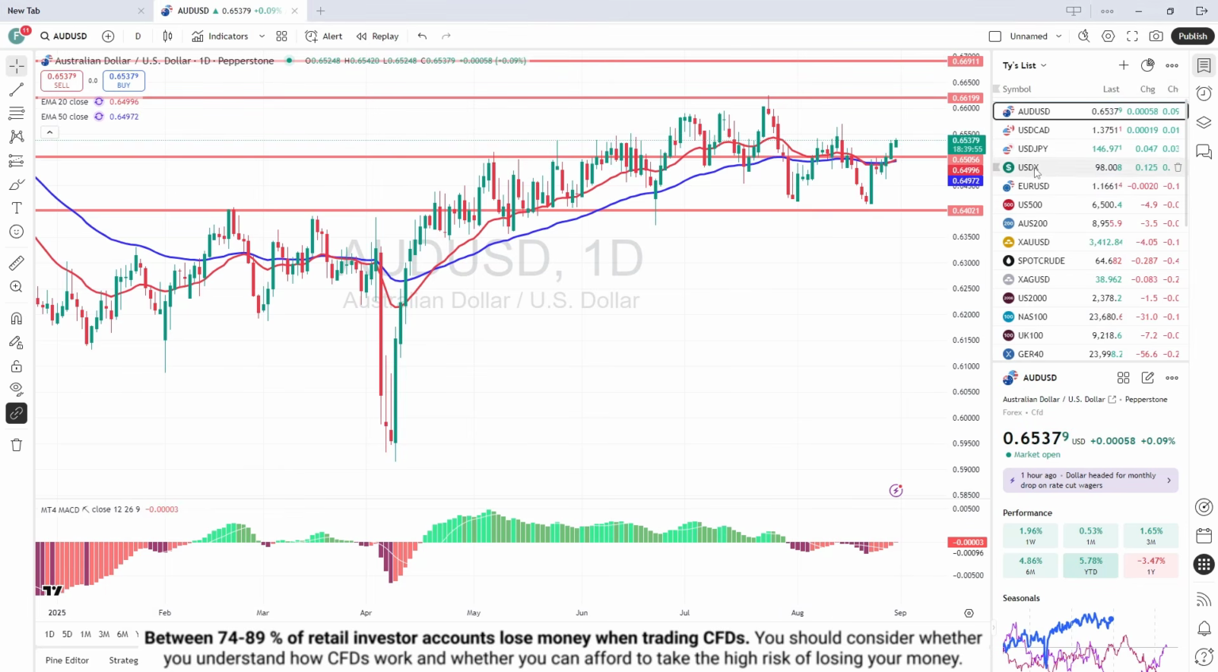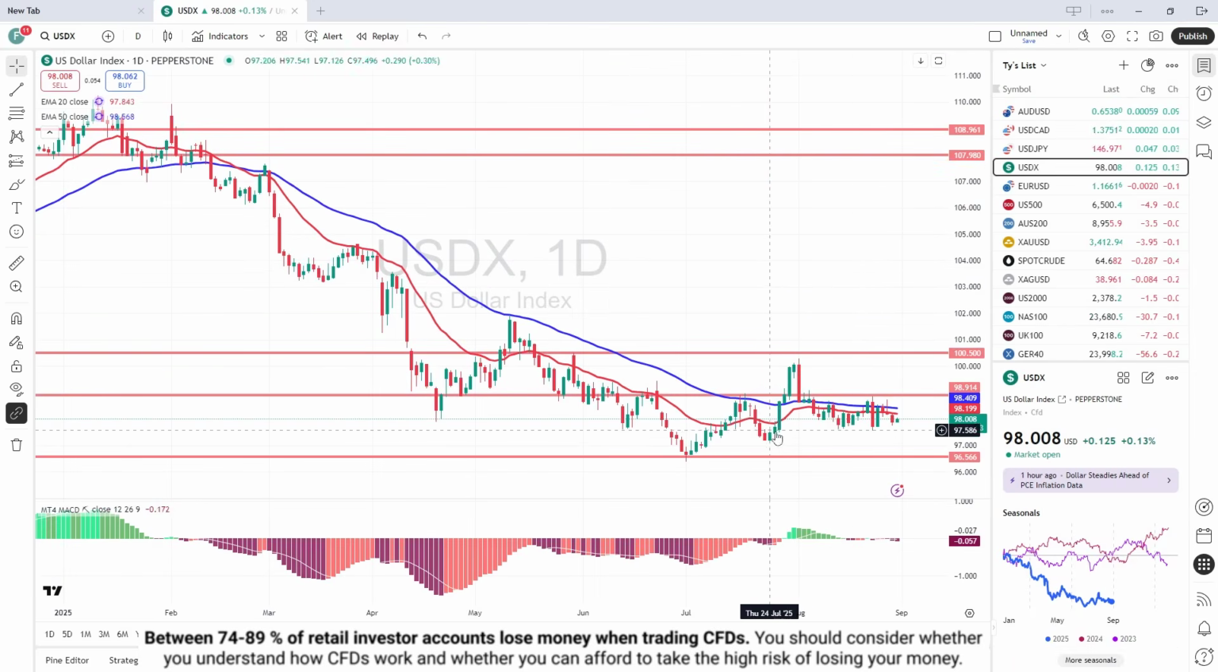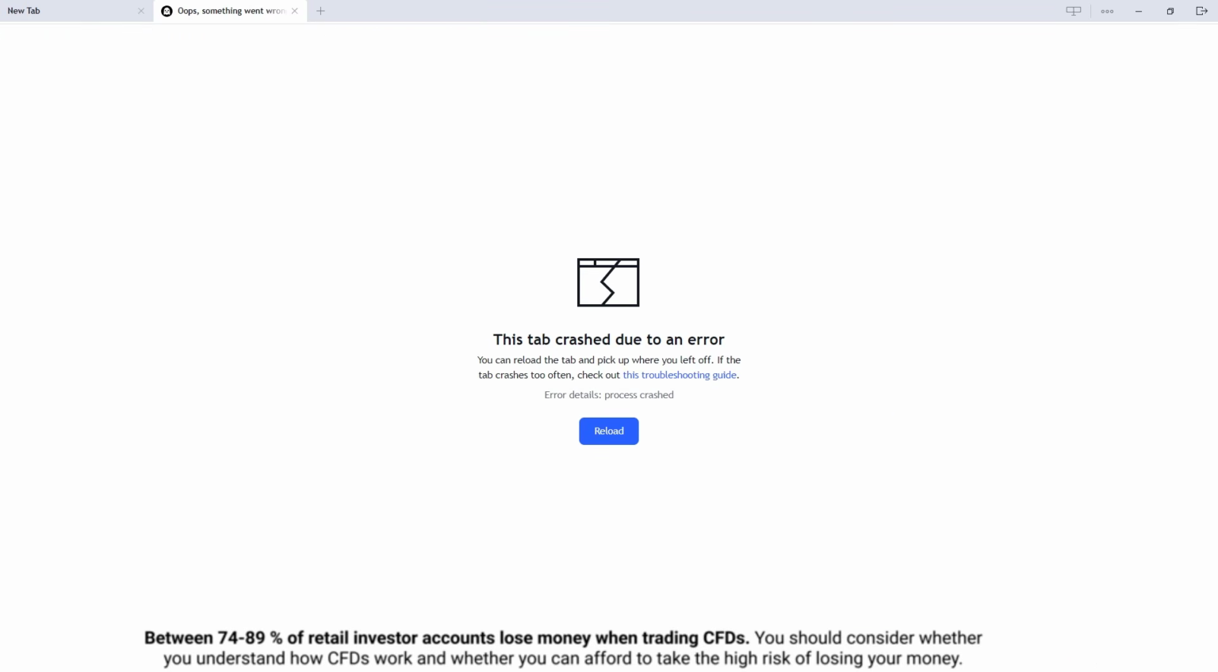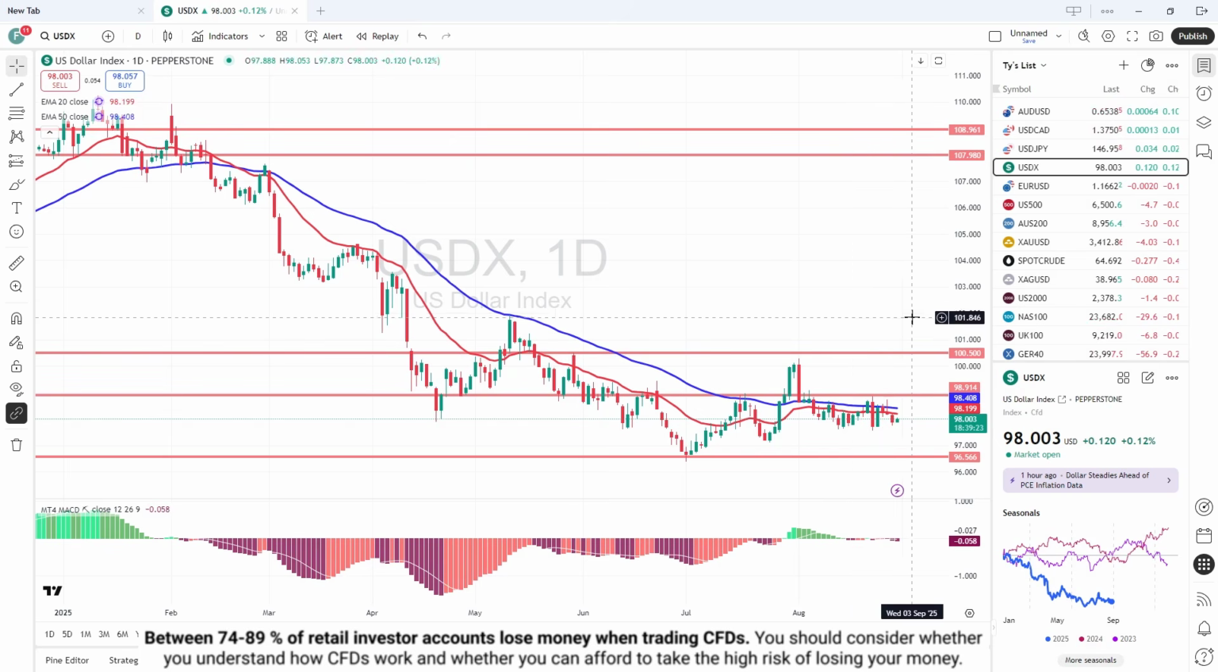All right, we'll move over to the dollar index now, and we can see a little bit of a flatlining effect in terms of what it's done over the last probably month. You can see here that we've effectively flatlined between the 97.70 area and the high of 98.60, which is not a very big range.